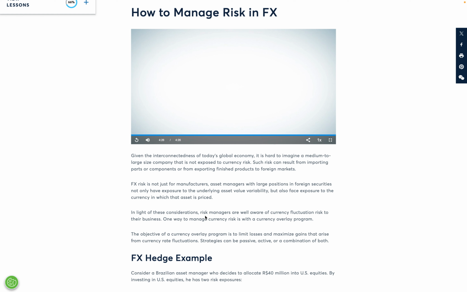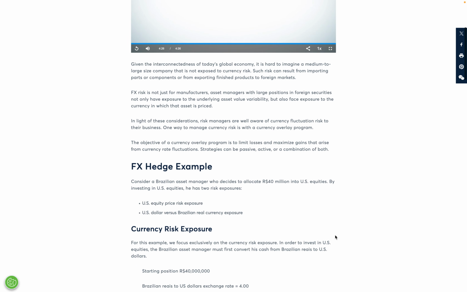In light of this consideration, risk managers are well aware of currency fluctuation risk to the business. One way to manage risk is with a currency overlay program. So that's what they just showed. The objective of a currency overlay program is to limit losses and maximize gains that arise from currency rate fluctuations. Strategies can be passive, active, or a combination of both.